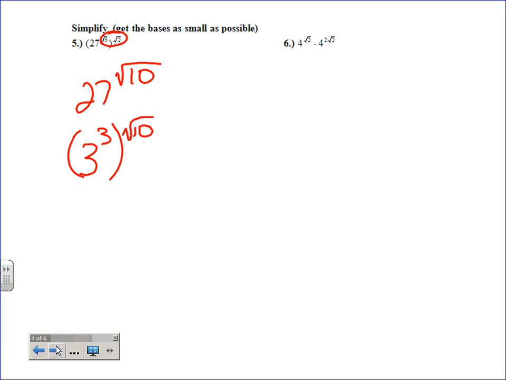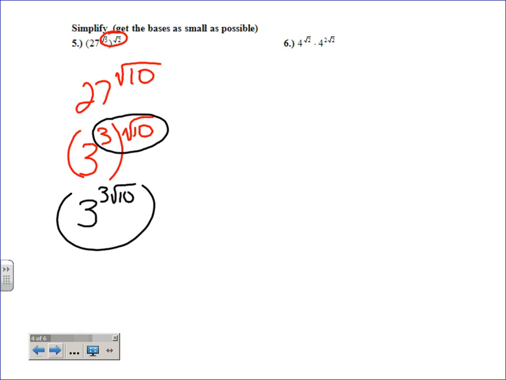Any questions where 3 to the third came from? What am I going to do with these? Well, now, here's the trick. Does that become 3 square root of 10 or square root of 30? 3 square root of 10. Very good. Now, if it was a square root of 3 times the square root of 10, that's when you get square root of 30. Any questions so far?